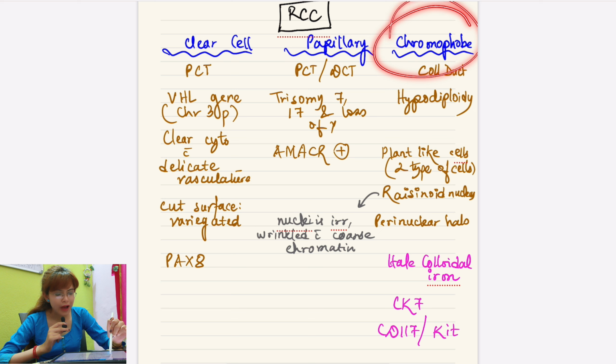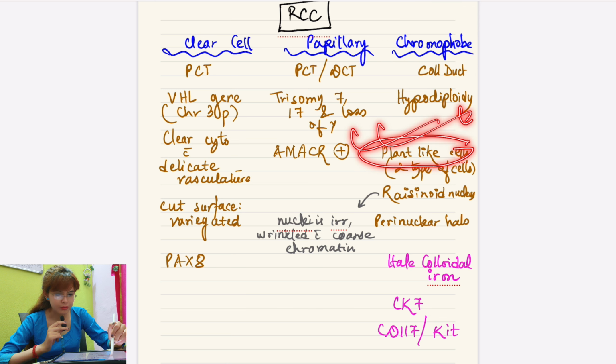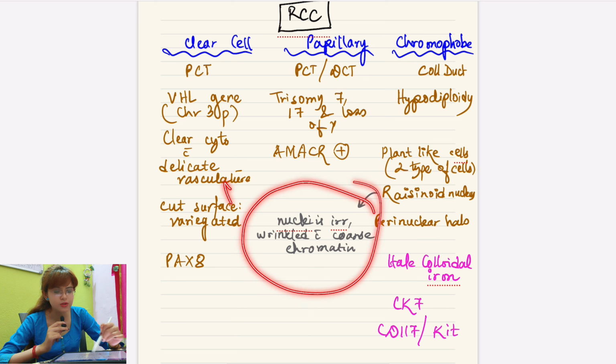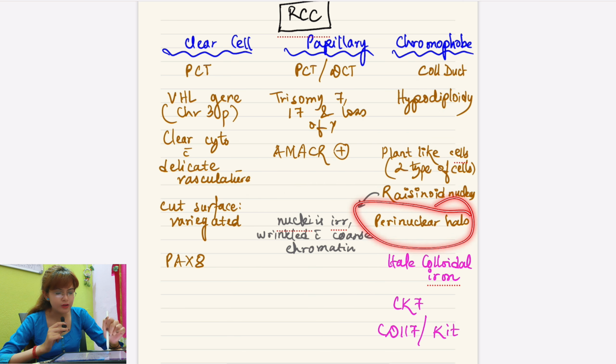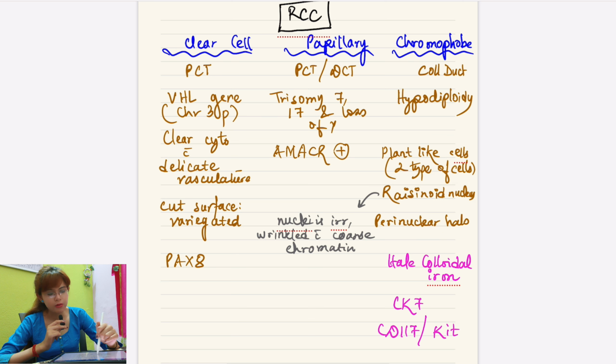In chromophobe you have plant-like cells, a very important MCQ point. And why do we say plant-like cells? Here we have something called the raisinoid nucleus, because the nucleus is irregular and wrinkled with coarse chromatin. So raisinoid nucleus or perinuclear halo, both these points are important. They can either tell you about the raisinoid nucleus or about the perinuclear halo. Both these points will point out to chromophobe carcinoma.